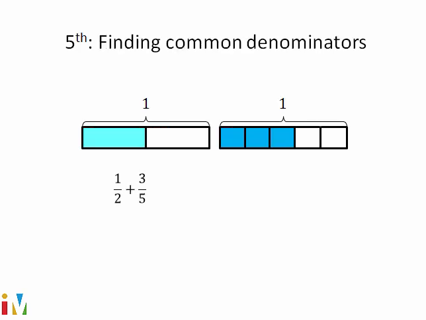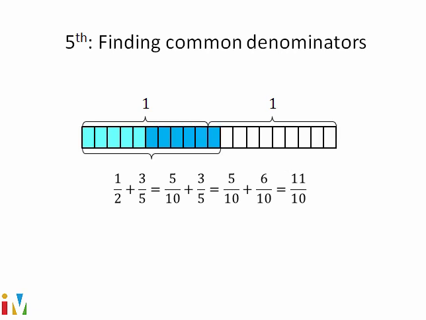Fifth grade is when students understand and explain why we find a common denominator when we add fractions with different denominators. Let's go through another example. If we want to add 1/2 and 3/5, we can partition the halves into 5 equal pieces to see that 1/2 is the same as 5/10. Then we partition each fifth into 2 equal pieces, and see that 3/5 is the same as 6/10. If we put all the tenths together, we see that we have 11/10.